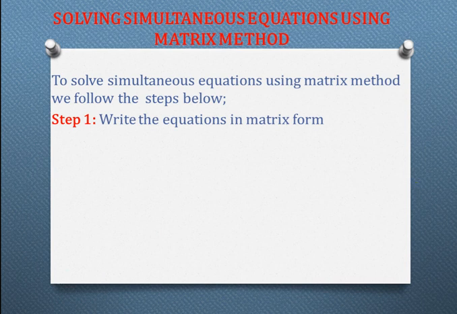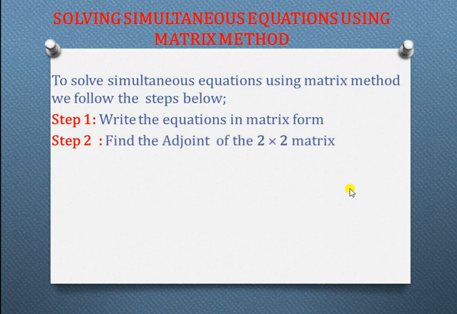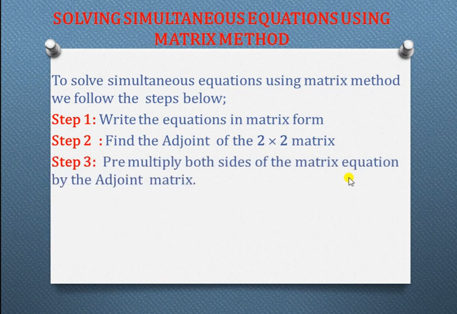You're going to be given a system of simultaneous equations with two variables. So what you do, this matrix form we are talking about is obtained by simply writing down the coefficients of your variables in a matrix form, as we shall see later in the examples. Step number two, find the adjoint of the 2 by 2 matrix. And step number three, pre-multiply both sides of the matrix equation by the adjoint matrix. Let's look at how this is done.